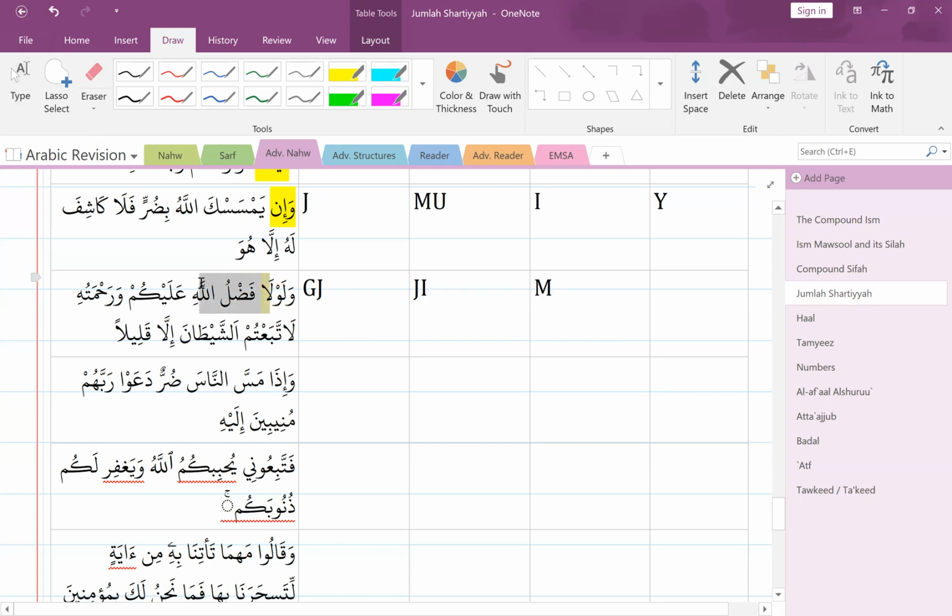Had it not been for the fadl of Allah. I can also say, had it not been for you coming, so I can use it for jumla fi'liya or for jumla ismiya, the la, the negation part. That's why it can come with an ism after it or a fi'l after it. It can come with a negation, whether that negation is negating a jumla ismiya or a jumla fi'liya.